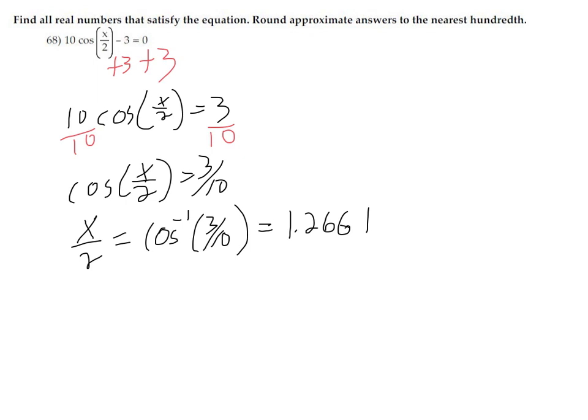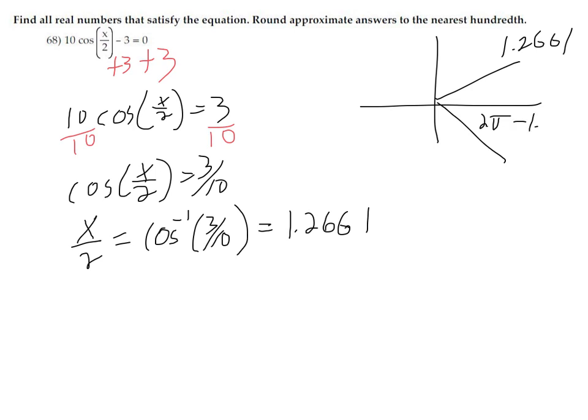Now, where is cosine positive? Cosine is positive in quadrant 1 and quadrant 4. So you have this 1.2661 here. Quadrant 4, we need to do 2 pi minus 1.2661. And that will be, from our calculator, 2 pi minus 1.2661, 5.0171 rounded.